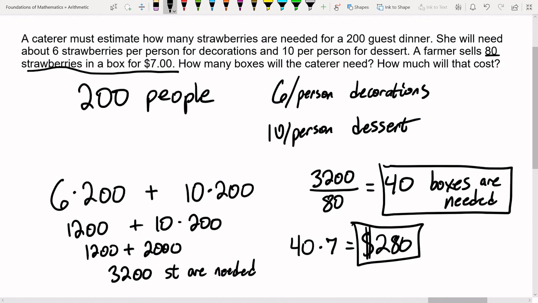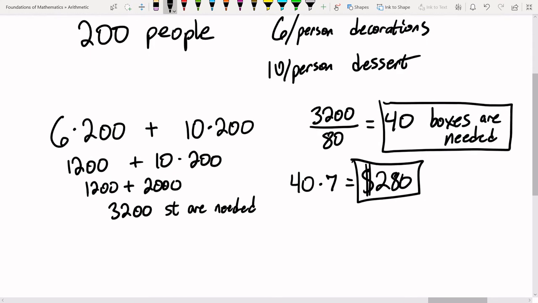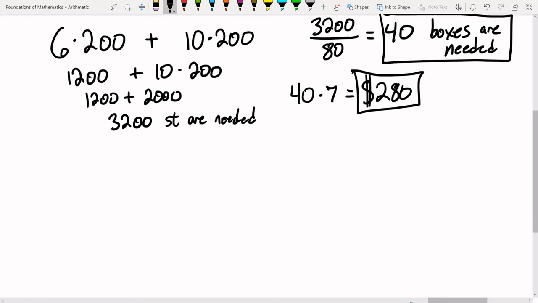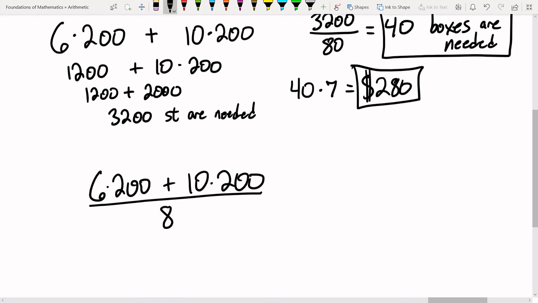Now, to wrap this back up to what we were doing previously, let's write out the full model that we used for this data here. 6 times 200 plus 10 times 200 is how many strawberries were needed. Then we divided this number by 80 to get the boxes needed. Then we multiplied this by 7. And so if we were to solve this thing out, which of course we will get 280, it won't be in dollars because there's no unit on there, but if we solve this whole thing out using order of operations, that's what's going to get us to 280.